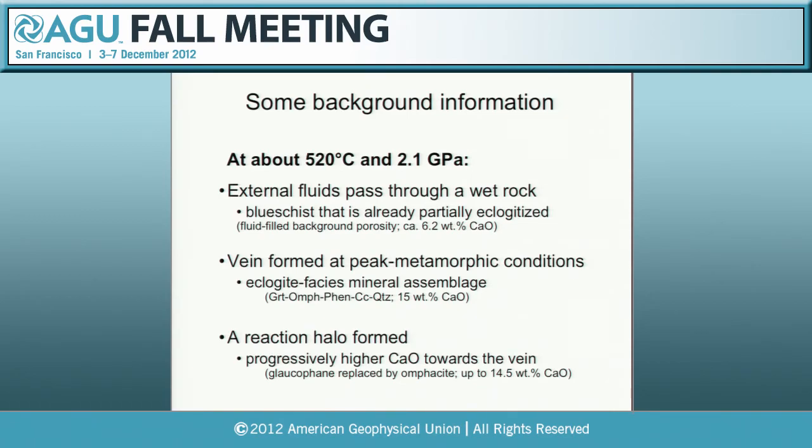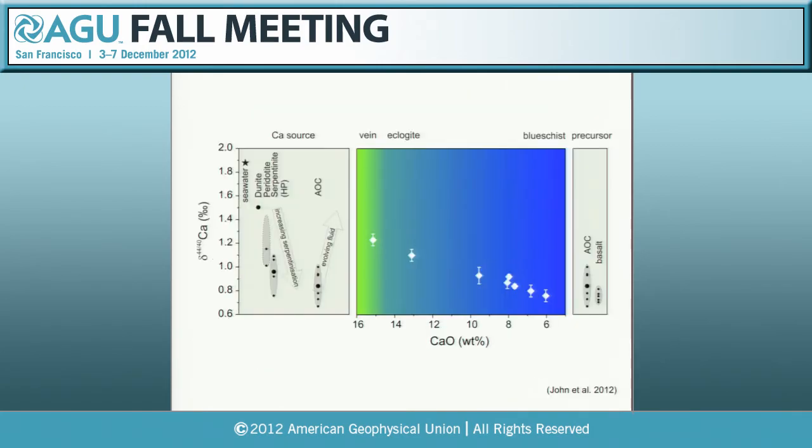Because there's so much happening due to the calcium, we looked at the calcium in a bit more detail. What you see here now is the calcium isotopic composition of the system. We have calcium isotopes in the delta-44/40 notation. And what you see is the blueschist wall rock, which is almost flat in distance because of the linear increase in concentration.